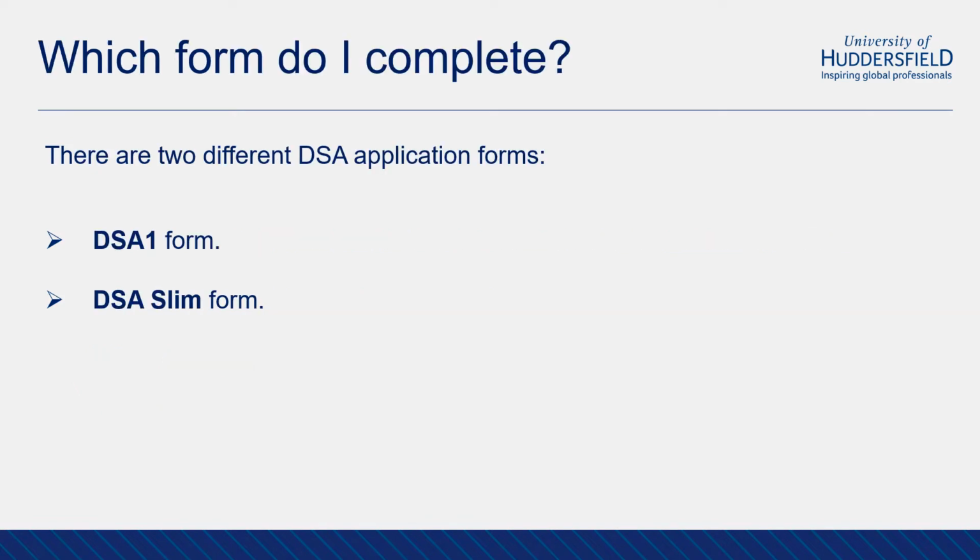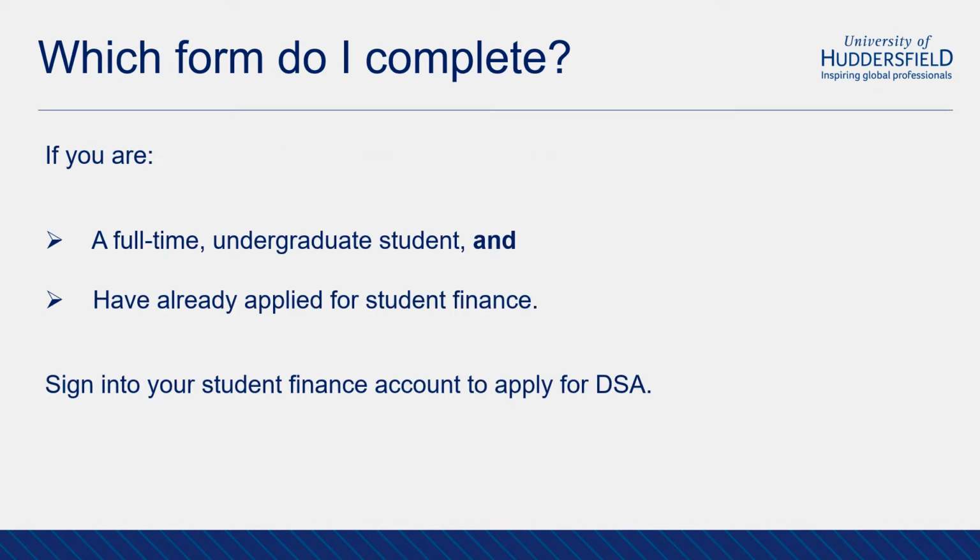So, there are two different DSA application forms, a DSA 1 form and a DSA Slim form. You only need to complete one of these forms, so let's now look at which form you should complete based on your circumstances. If you are a full-time undergraduate student and have already applied for student finance, you can sign in to your student finance account to apply for DSA. You should see this in your to-do list, and if not, you should select Change Your Circumstances. This is a DSA Slim form.